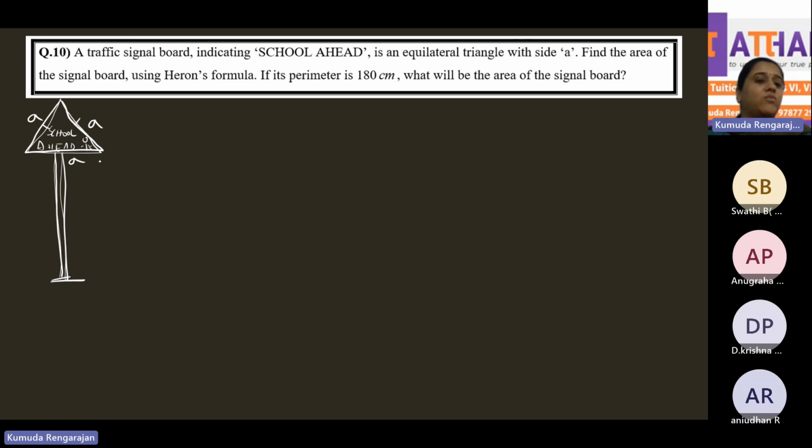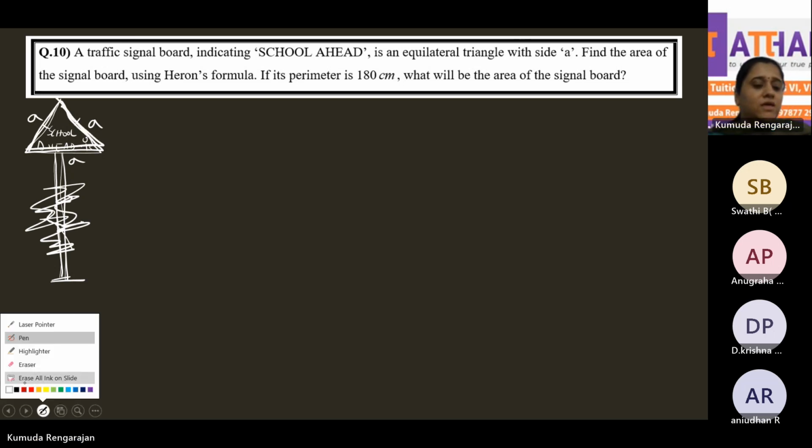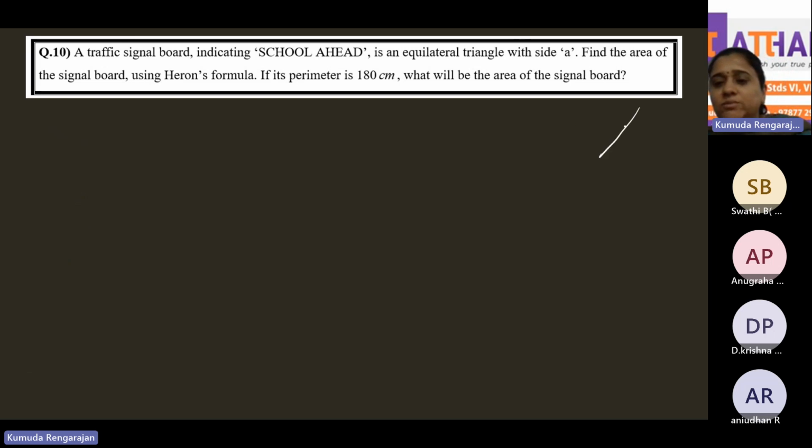Find the area of the signal board using Heron's formula. You need to find the area of only this triangular portion, not this one. Nothing is given about this, so you cannot find this one. So find the area of this triangle using Heron's formula. Okay, please watch the board. We'll do it together. So it's an equilateral triangle.